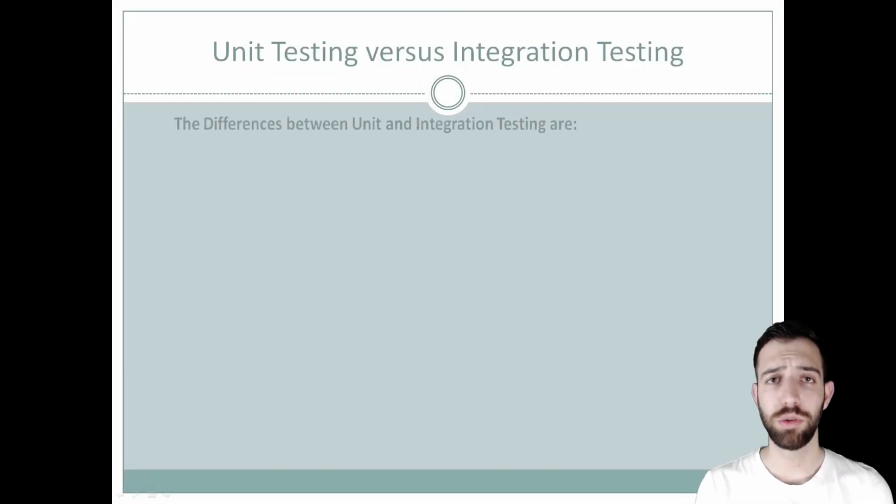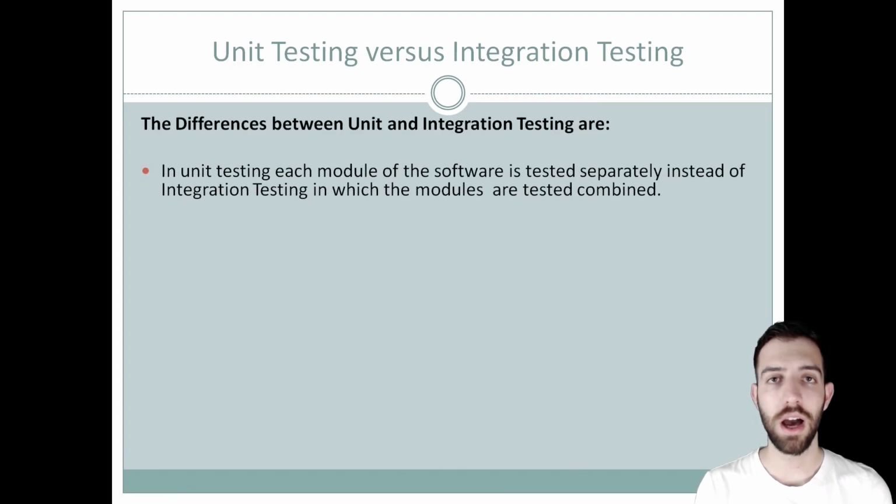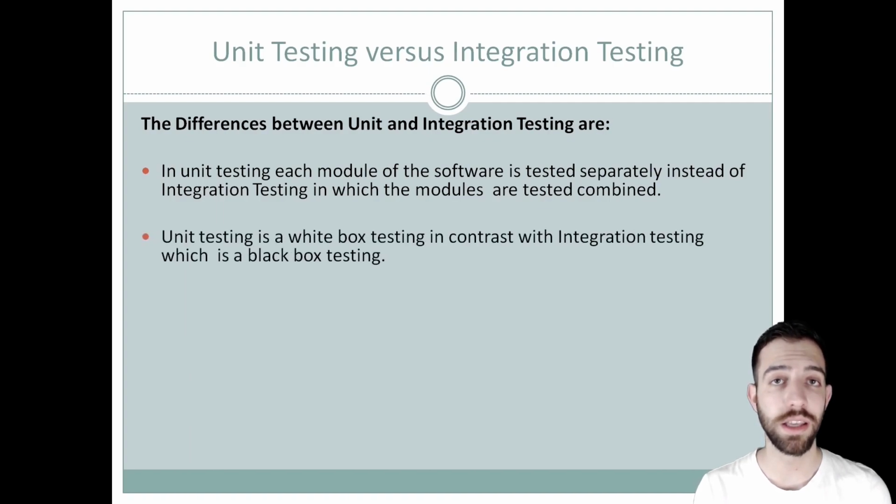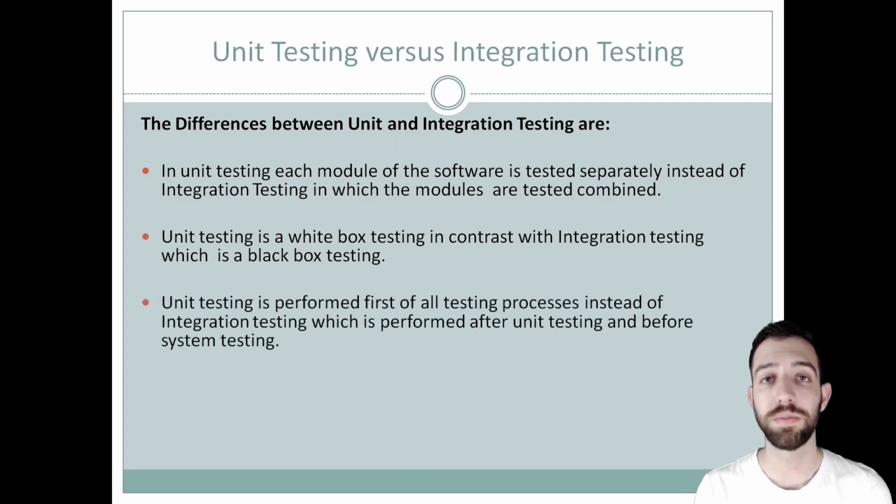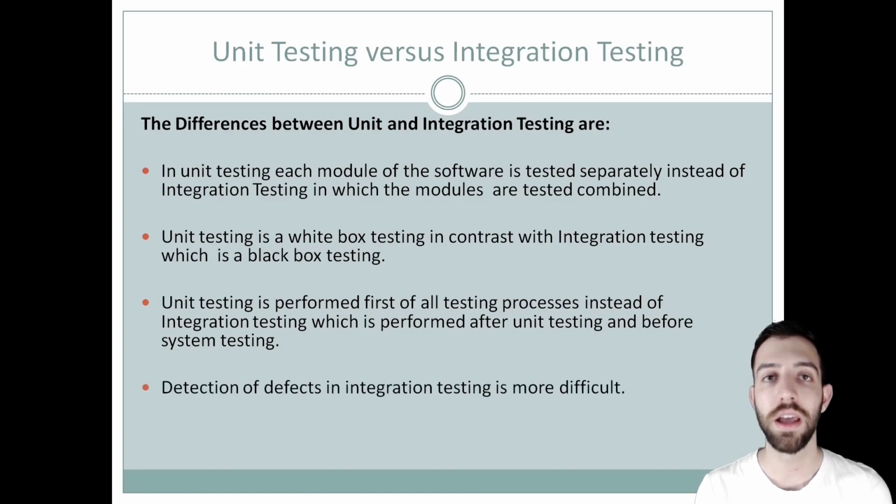The differences between unit testing and integration testing are: in unit testing, all the modules of the software are tested separately, whereas in integration testing all the modules are tested combined. Unit testing is white box testing, whereas integration testing is black box testing. Unit testing is performed first of all testing processes, whereas integration testing is performed after unit testing and before system testing. Detection of defects in integration testing is more difficult, and last but not least, unit testing is less costly.